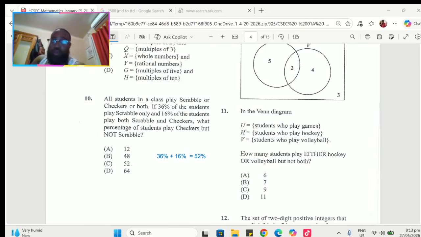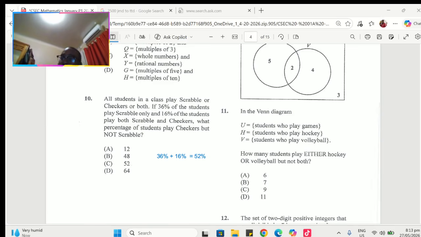Wait, TikTok didn't get a notification now, yeah? TikTok lagging, man. So the answer will be B, 48.